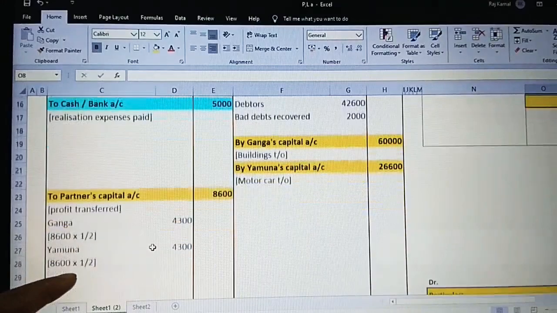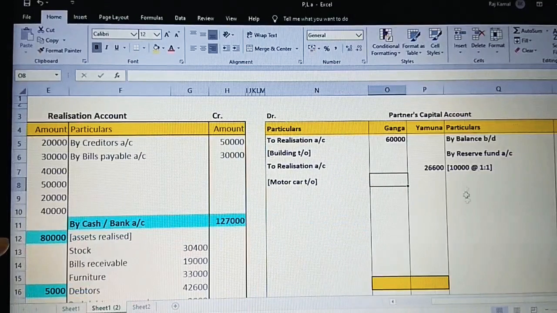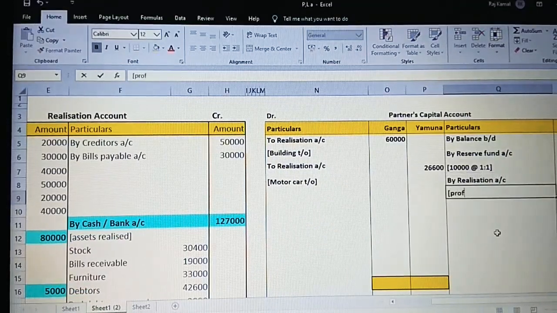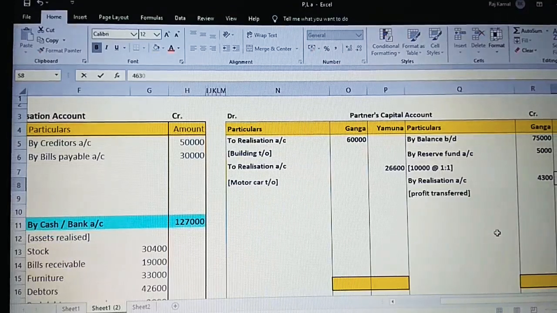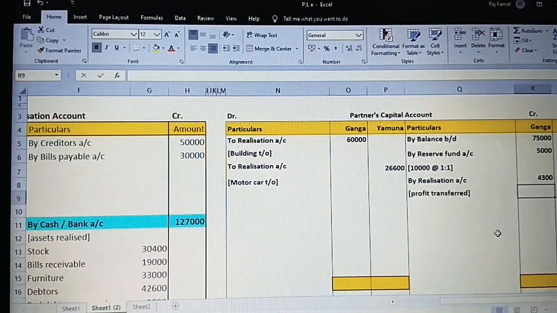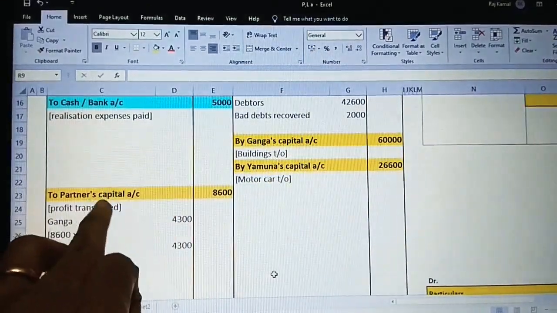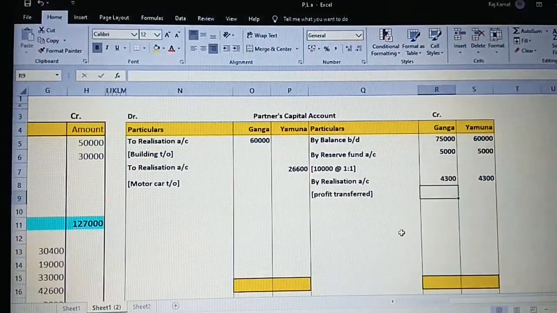Yes, we have a profit, only profit of Ganga and Yamuna, 4,300. So this is going to be in the opposite direction. I'm going to write it now. Just observe. By realization account, profit transferred, 4,300 each. We have completed. Just have a glance whether we have taken all. We have only 3 items which are highlighted, the capital that's getting affected, yes. So we have completed with partners capital account.